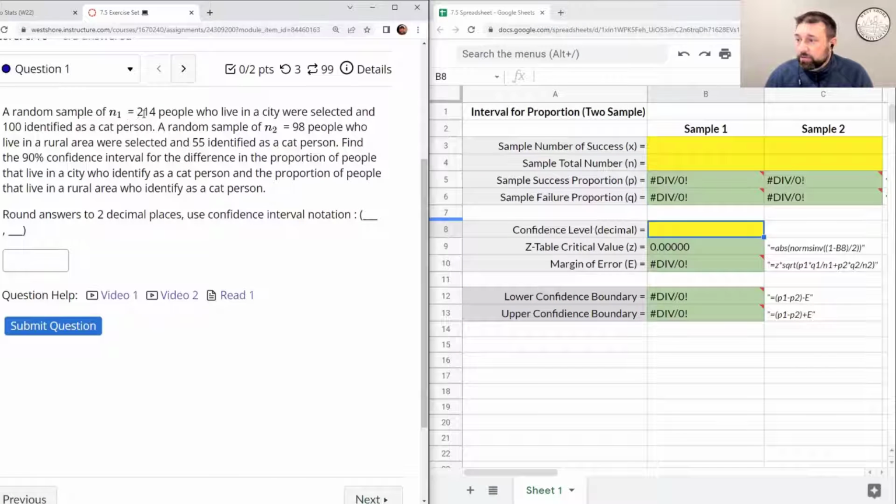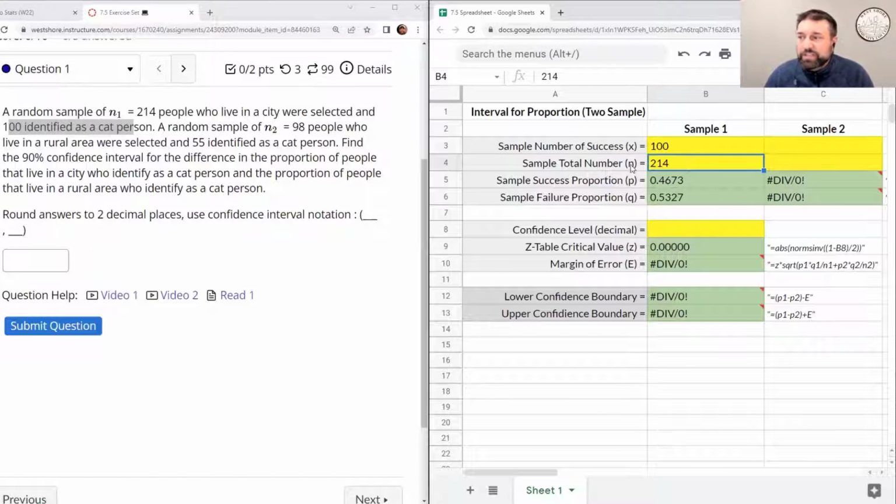A random sample of 214 people who live in the city were selected, and 100 identified as cat people. Like, are you a cat person? Not like a person who is a cat, but like someone who owns a cat, maybe feeds the cat, does that kind of stuff. Okay, so just to clarify what they mean by a cat person, I'm going to put in 100 identified as the cat people out of 214.